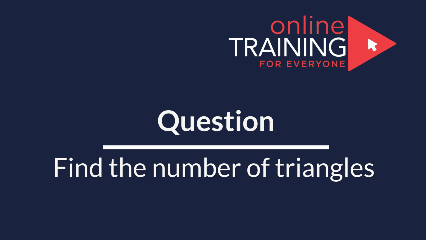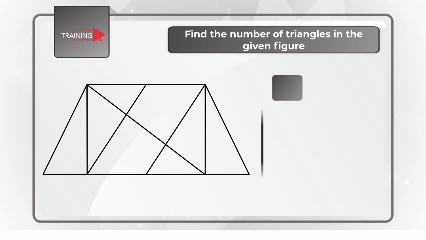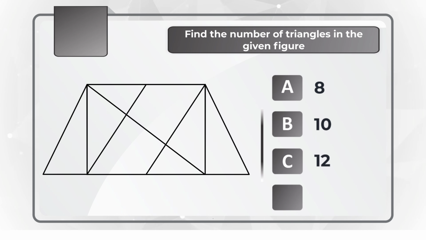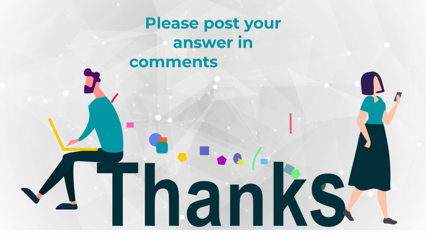And now here's the question for you to try your skills. You need to determine how many triangles are shown on the screen. You have 4 different choices. Choice A, 8. Choice B, 10. Choice C, 12. And choice D, 14. Feel free to pause this video to calculate the right answer, and make sure to post your solution in comments so I can give you my feedback. Thanks for participating and good luck.